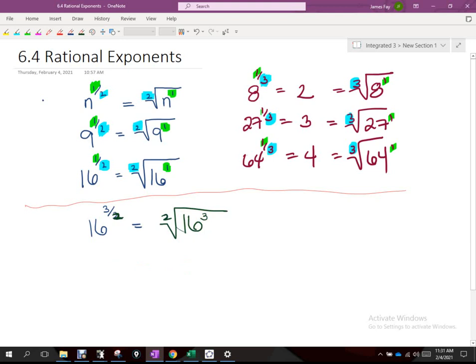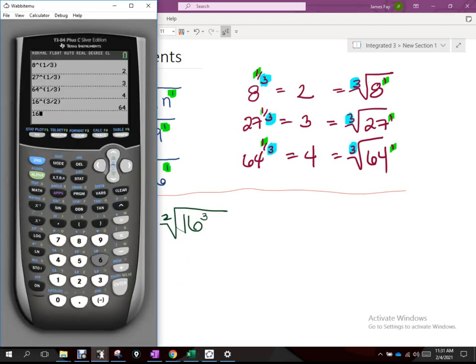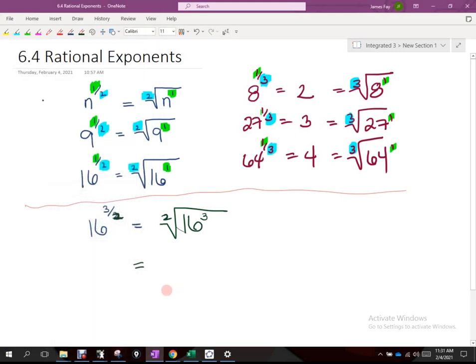Now, let's see what happens here. Let's take 16 to the third and see what that gives us. 16 to the third power gives us 4096. So I'm asking now, what is the square root of 4096? Well, it is 64, but let's go through the process that we've gone through in the past.